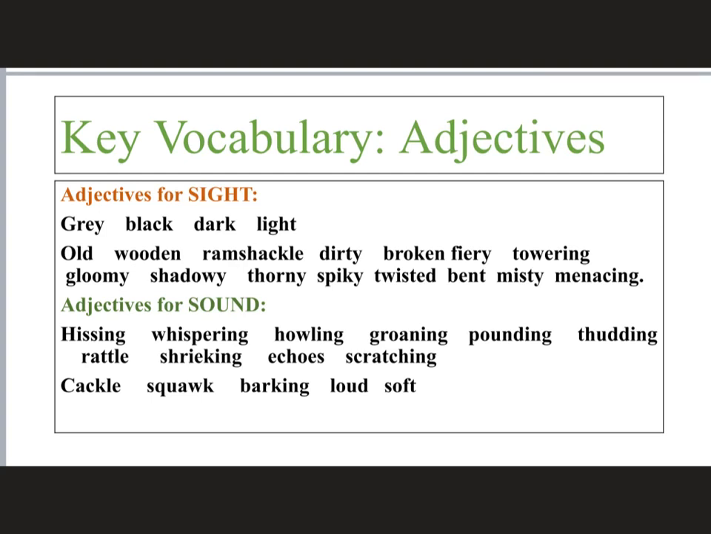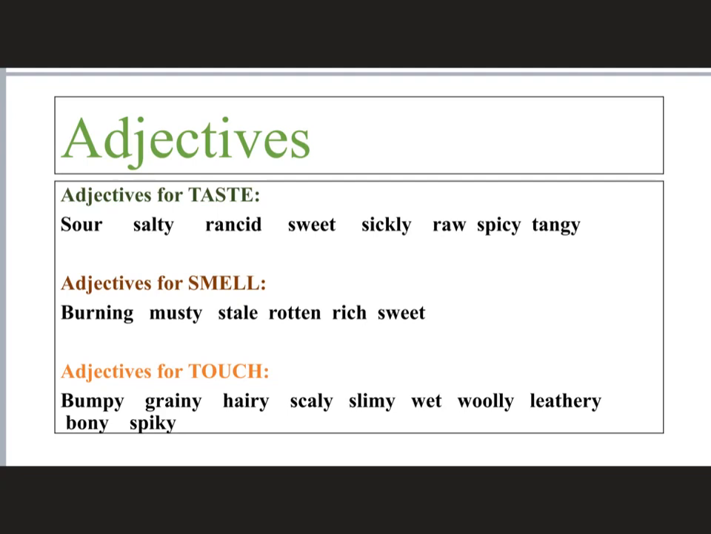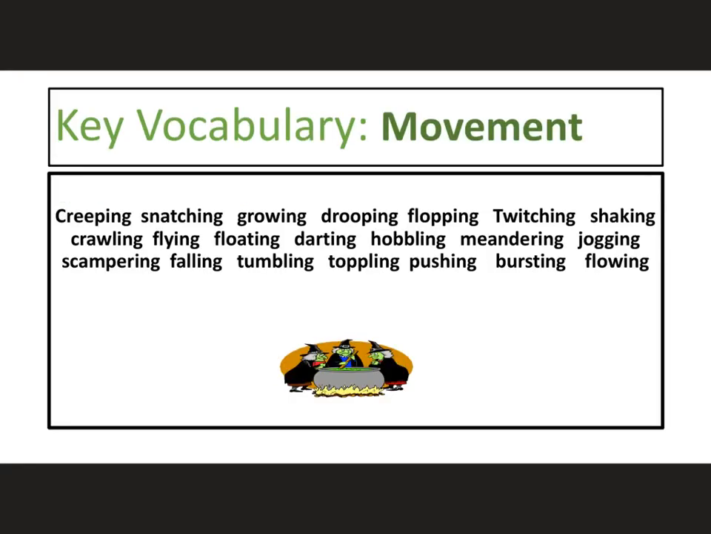So here are some key vocabulary, some adjectives for sight. You've got adjectives for sound, for taste, smell and touch. So adjectives for all our 5 senses. And our final key vocabulary is about the movement. So our verbs that you are going to use to move your story along. So choosing appropriate verbs is important to the setting and the feel of your story.